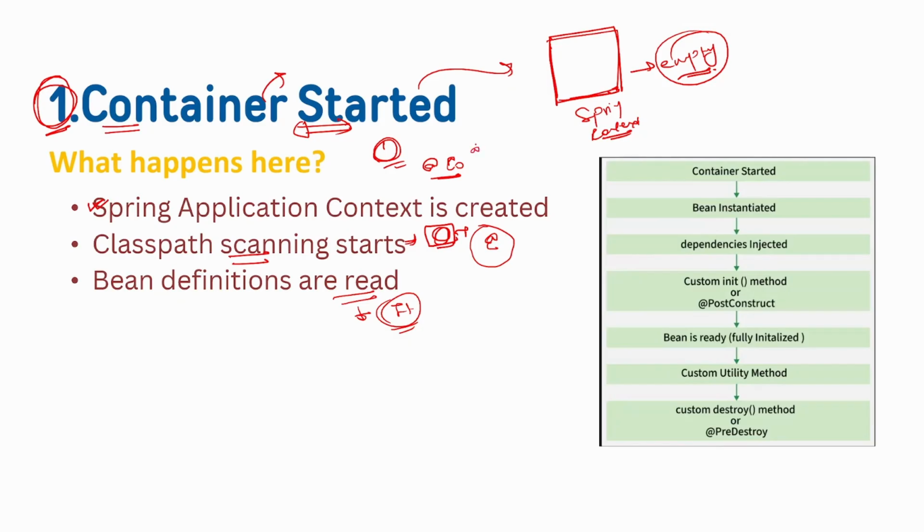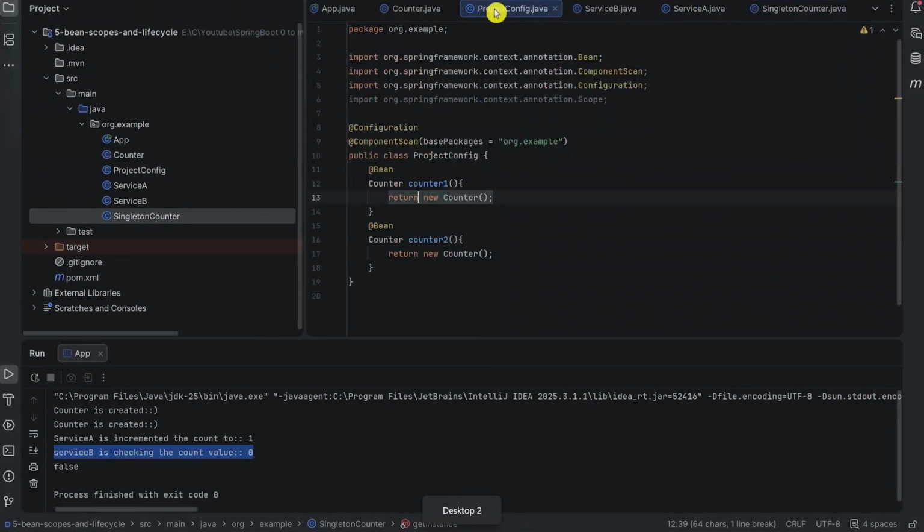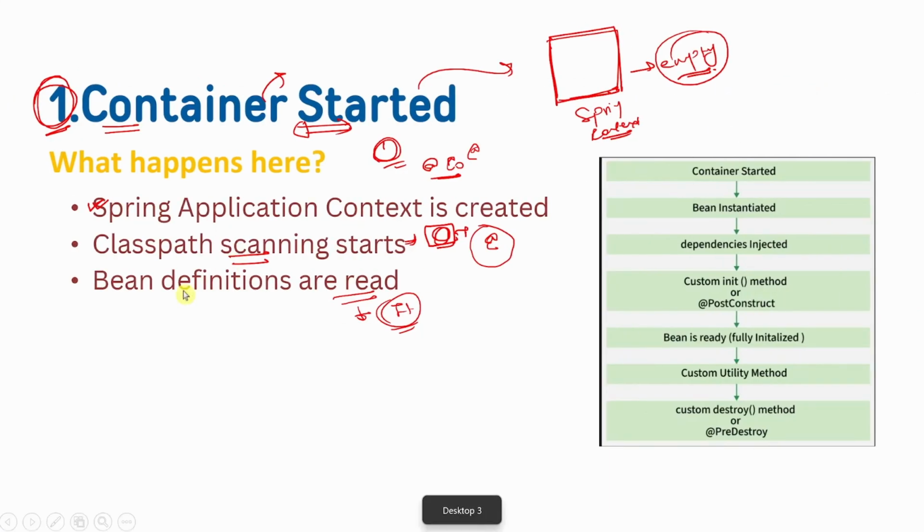that we write, for example here, you can see we write the component scan base packages. It goes to this package, scans all the classes, and sees all the classes that are marked with stereotype annotations. It will read the bean definitions of all these classes. So this happened in the container started phase.